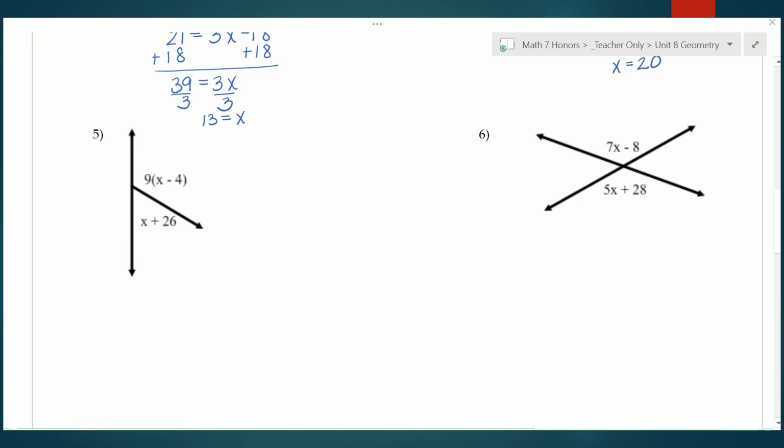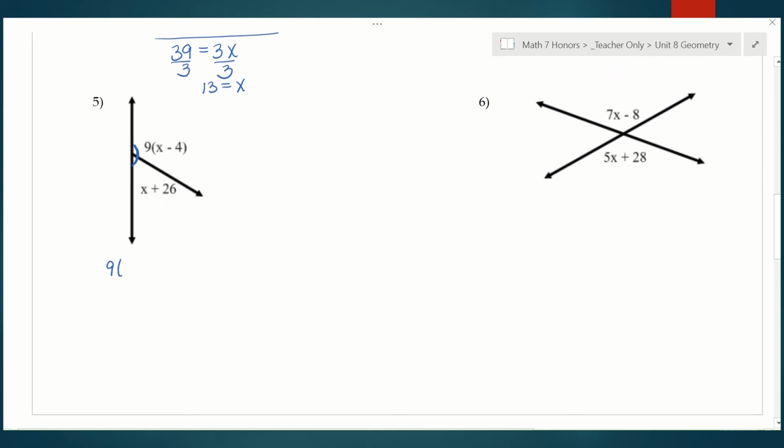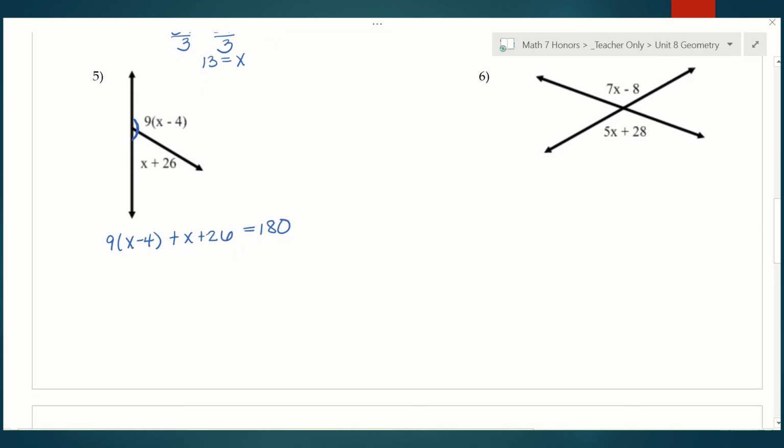All right, number 5, these two angles are making a straight angle, which is 180 degrees. So my equation should show that. 9 times x minus 4 plus the other angle should equal 180 degrees. Okay, so to solve this equation, the first thing we have to do is distribute. So if I distribute the 9, now I'm ready to combine like terms. So 10x, negative 36 plus 26 is a minus 10 equals 180.